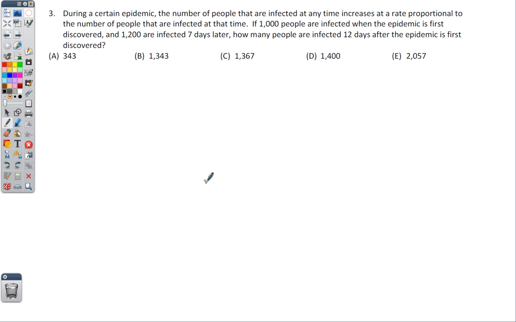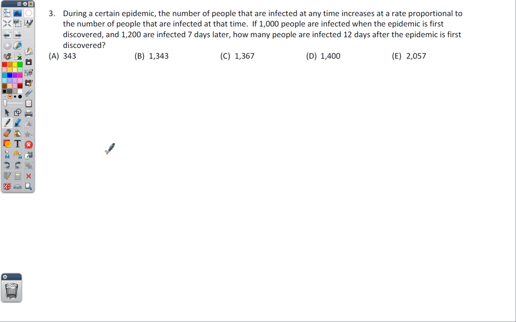During a certain epidemic, the number of people that are infected at any time increases at a rate proportional to the number of people that are infected at that time. That should tell you right there that you are dealing with, hopefully you've guessed it at this point, exponential growth and decay, right?